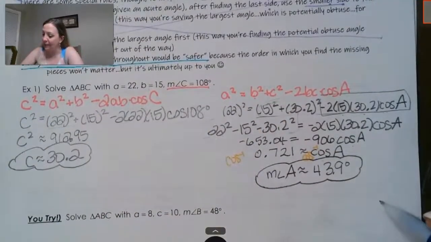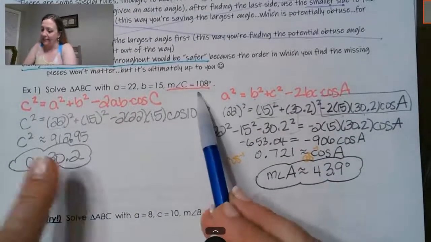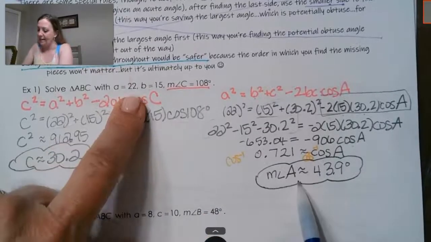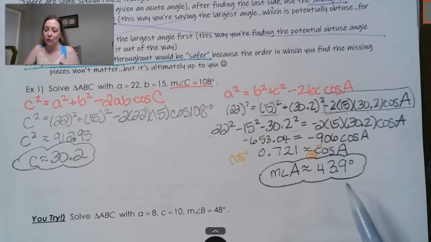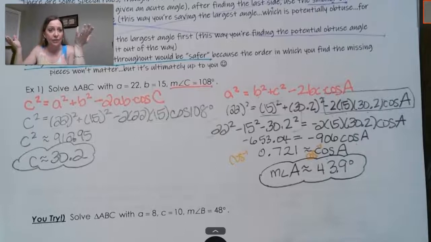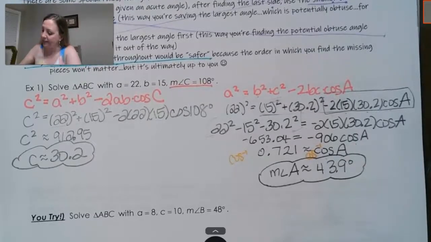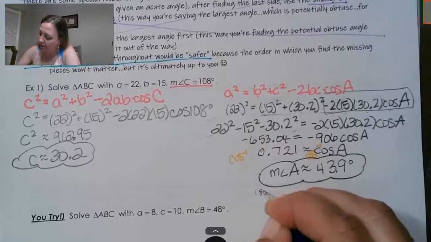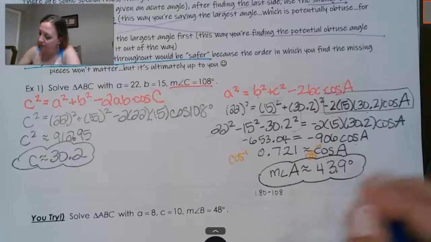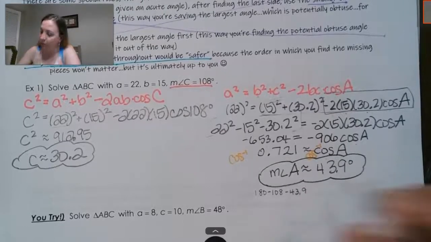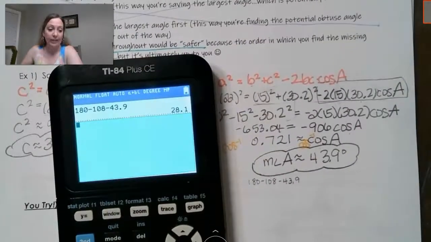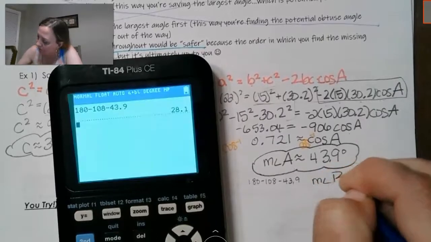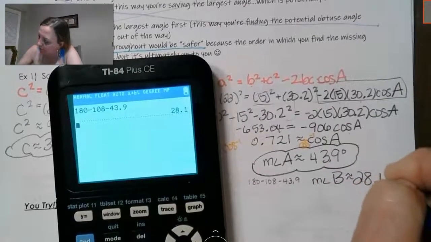Now, the last thing we need to do is we have side C and angle C. We have side A and angle A. The last thing we need is angle B. And as much fun as we're having with this new law of cosines, wouldn't it make the most sense to use the triangle sum theorem? So to find the last angle, we could take 180 minus angle C, which was 108 degrees, minus 43.9. And that gives us 28.1. So the measure of angle B is about 28.1 degrees.